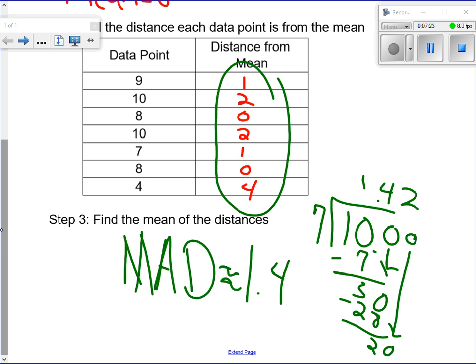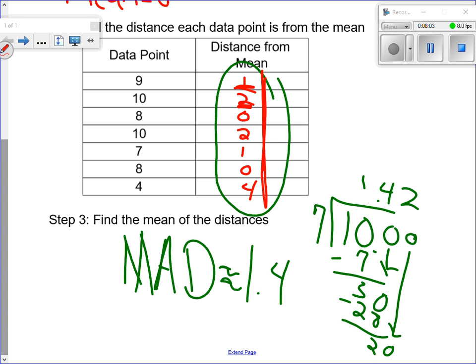Because let's say this wasn't a 9, let's say that this was a 4. This would be 4. That means that this number would be bigger. And then if this wasn't a 10, let's say this was a 12. This number would be bigger. And the larger the numbers we have in here, the larger our mean is going to be, and that means that we are less consistent. So the larger the mean absolute deviation, the less consistent we are.